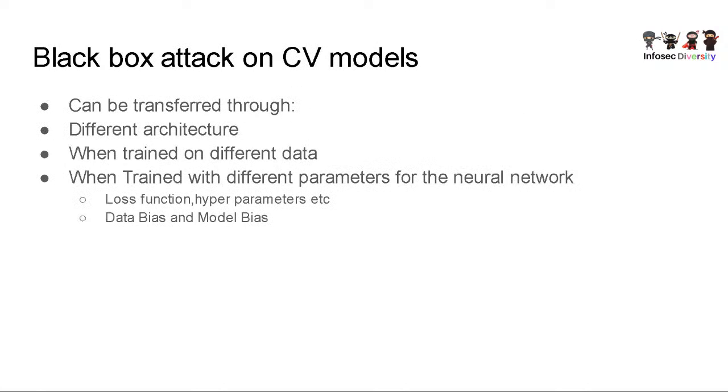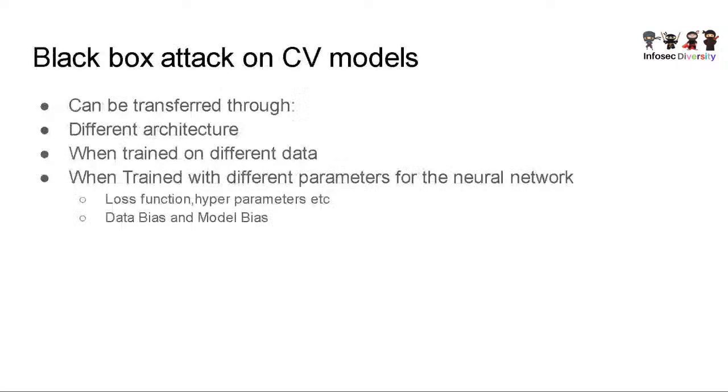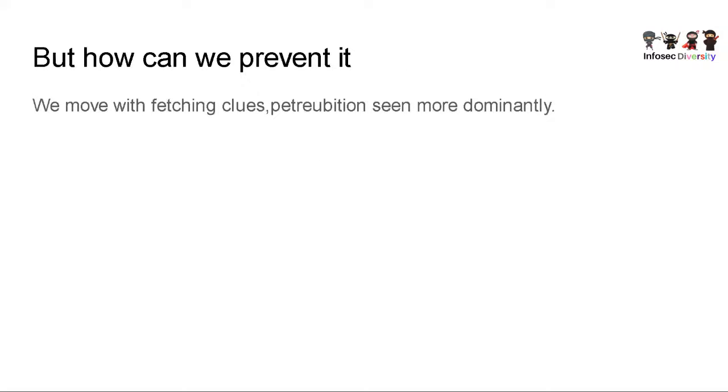So if you think of some sort of black box attack, there are ways in which it can be taken care of. It can be transferred through different architectures, different data, loss functions, and data biases and model biases. There is something called model drift and data drift that can also start entering. It's basically not a problem statement from the technology perspective, but it's a problem statement from the business perspective. But how can we prevent it?